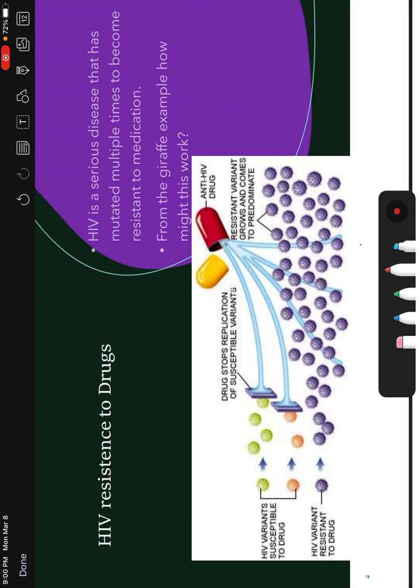Okay, so HIV resistance to drugs. What I want you to know is that HIV is a serious disease that has mutated multiple times to become resistant to medication. And what I want you to do is think how this, from the giraffe example, how this may happen. Okay, so the first step is going to be identifying the adaptation. What is the adaptation? And then the second step is, how does this affect the population?